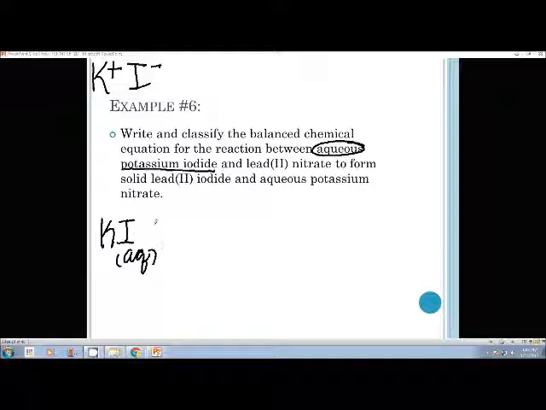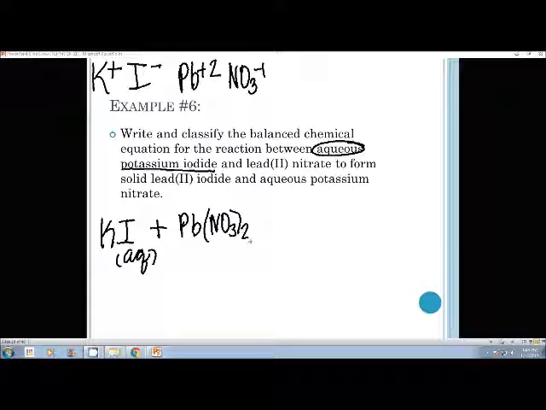And lead-2 nitrate. What does the Roman numeral 2 stand for? +2. I kind of said it, didn't I? So we have Pb +2. Yep, nitrate is NO3 -1. So we have Pb, then put NO3 inside the parentheses and 2 on the outside. It's kind of hard to tell, but this is also aqueous. Okay. To form, what does that mean? Arrow.